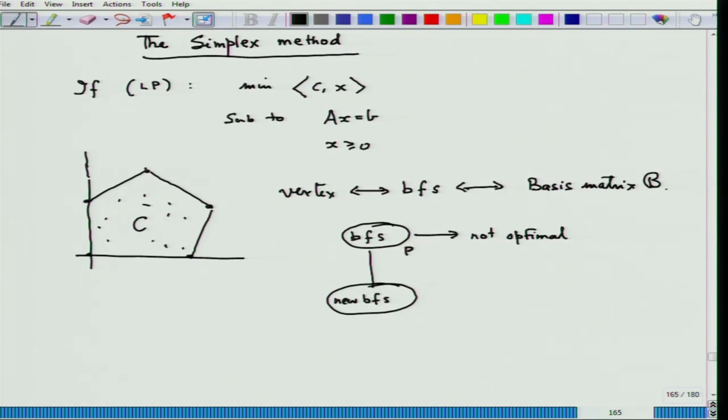So, if I call the basis matrix associated with this BFS as B and the new BFS's as B dash, and the objective function values as Z B and Z B dash, I should have at least Z B dash less than Z B. This is what I intend to have. This is basically some sort of flow chart of the simplex method. So, how do we achieve that?